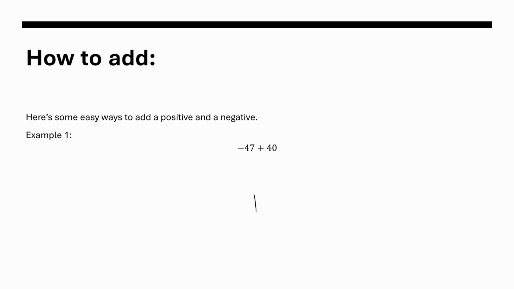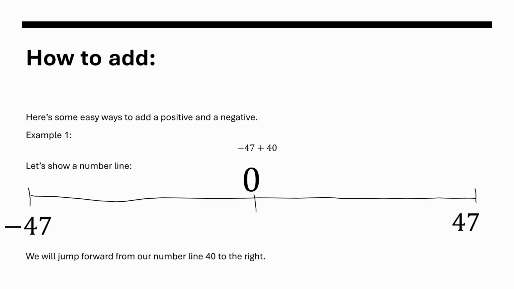Example 1 is negative 47 plus 40. Let's show a number line. Here we have negative 47. Since 40 is positive, we will have to go to the right of the number line. That means we will jump forward 40 to the right.